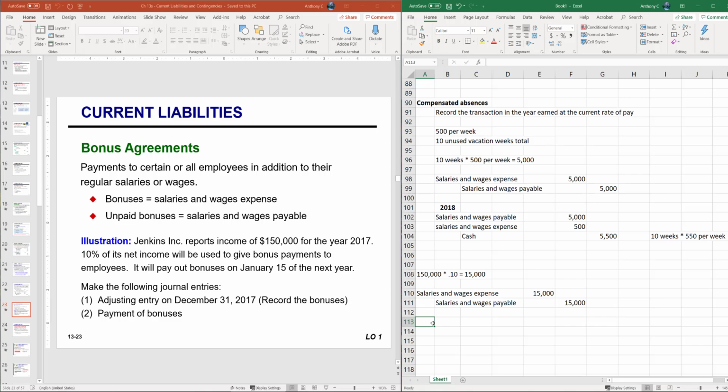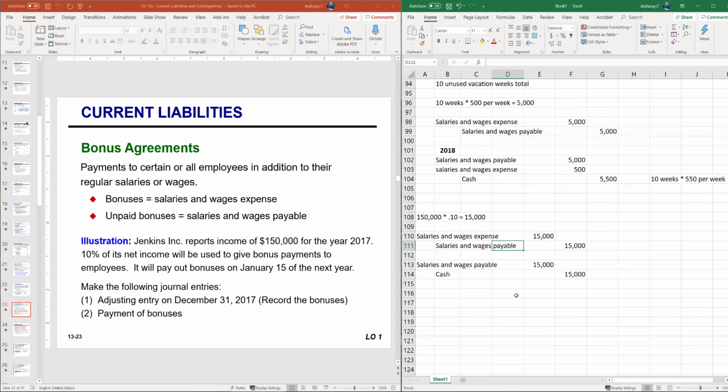And then for the payment of the bonus, when we go to pay the bonus on January 15th, we'll debit salaries and wages payable since we're satisfying our obligation, and we'll just credit cash for 15 grand. Hopefully that should be pretty straightforward.